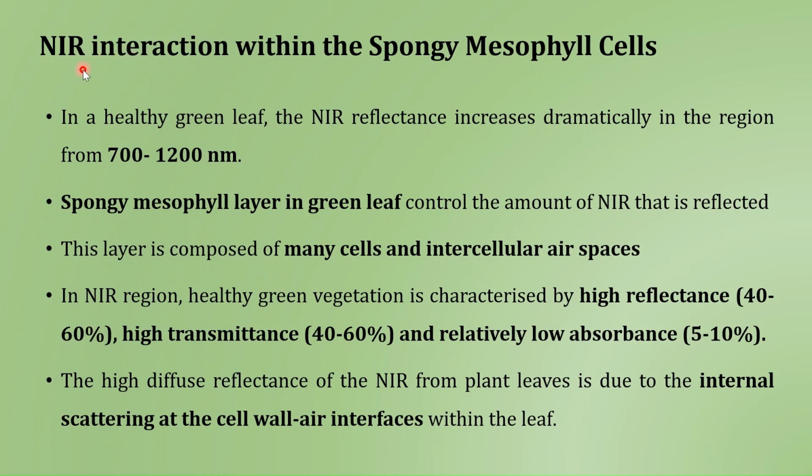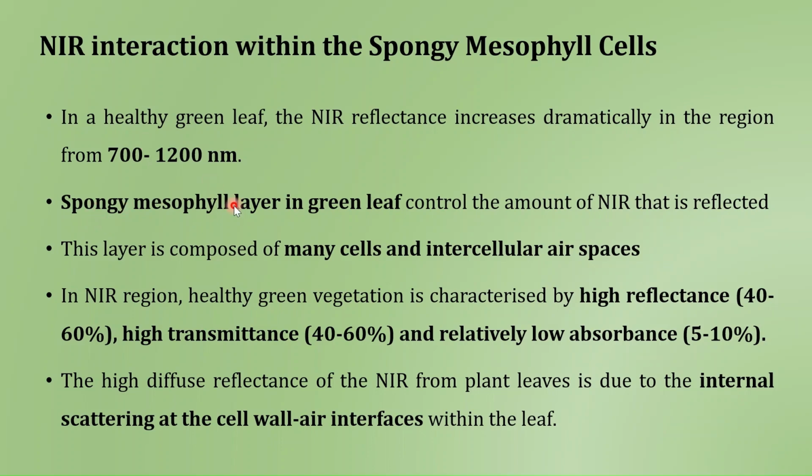Next is the interaction of the near-infrared electromagnetic radiation within the spongy mesophyll cells. As we saw in the diagram, in the healthy green leaf, the reflectance in the NIR increased dramatically in the region of 700 to 1200 nanometer, which means it is much higher in comparison to the visible and the shortwave infrared. So plants have adapted themselves not to absorb this NIR, because if this portion will be absorbed, the overall heat content of the plant will increase, which will denature the proteins present in the cells.